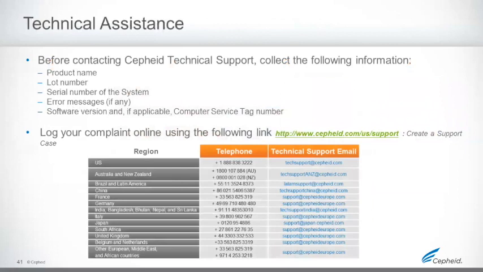For any further information, please contact technical support at the following locations. Before contacting them, please have the information regarding your product name, lot number, serial number of the system, error messages, software version, and computer service pack number available. You may reach our technical support at the following telephone numbers, email, and also through our Cepheid website at www.cepheid.com/US/support. Thank you.